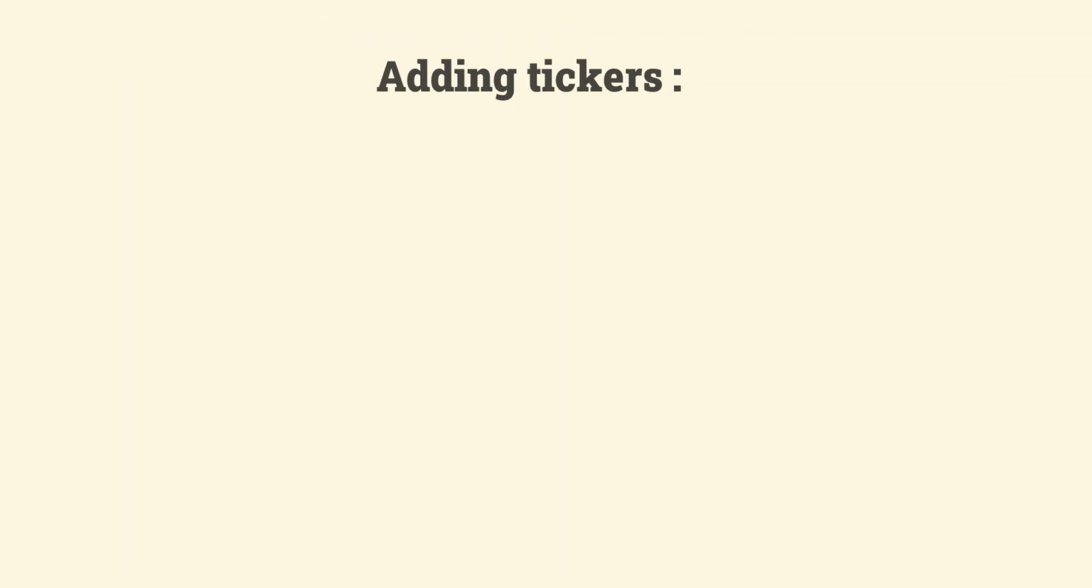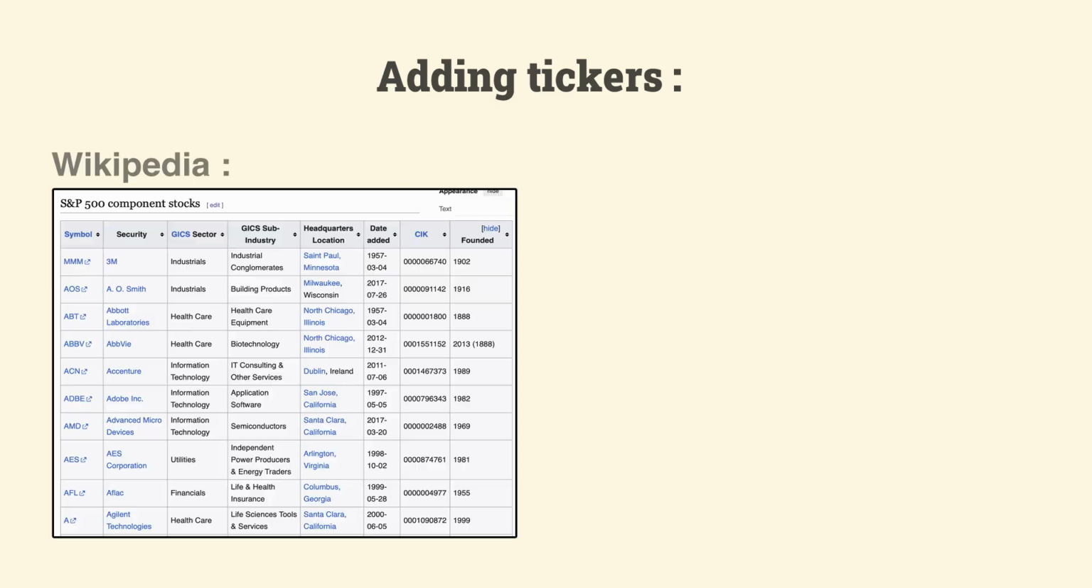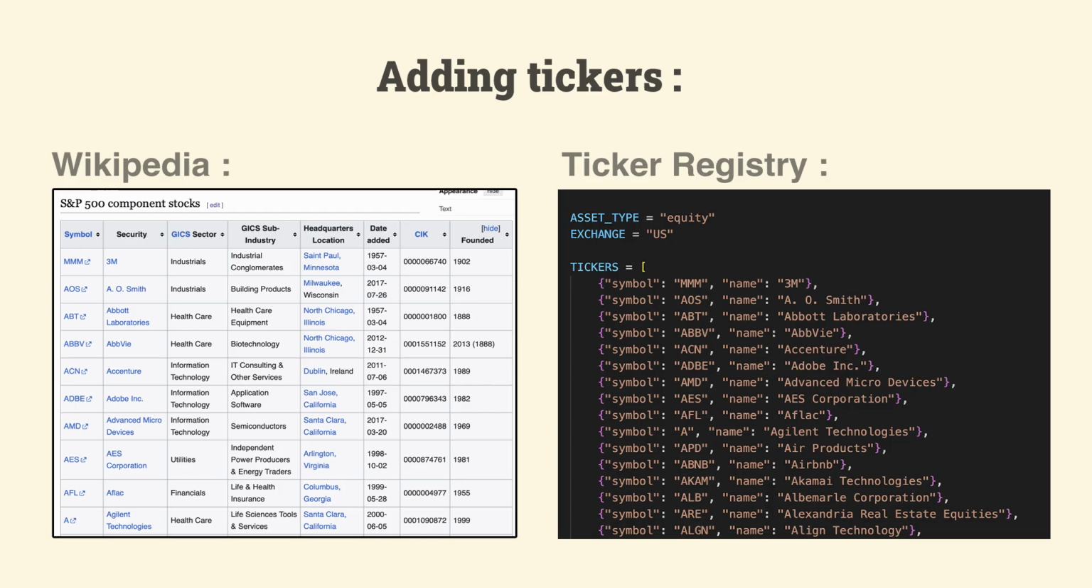Before ingesting prices, you need tickers in your database. For this dashboard, we use the S&P 500 components, roughly 500 tickers. You can source this list from Wikipedia or use the ticker registry included in the dashboard repository. Once your ticker table is ready, you can start ingesting prices.